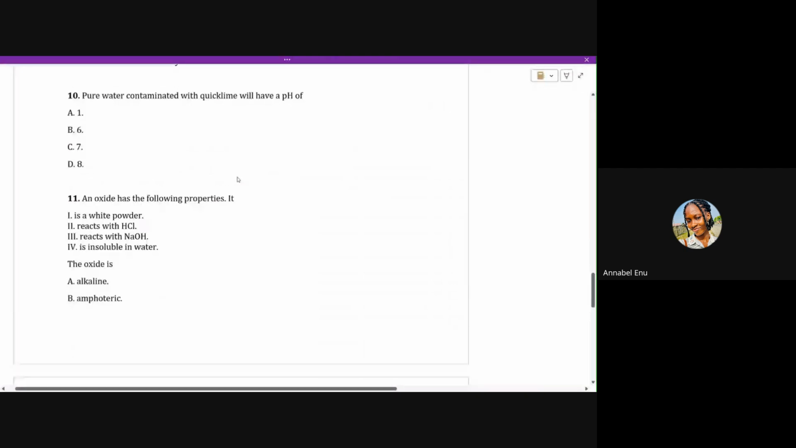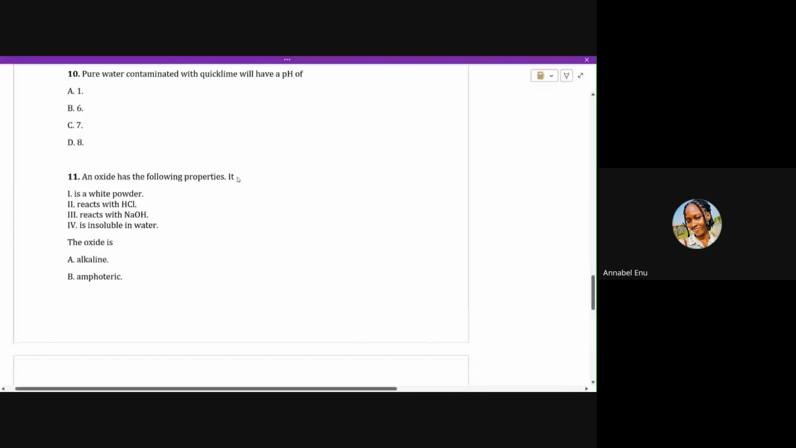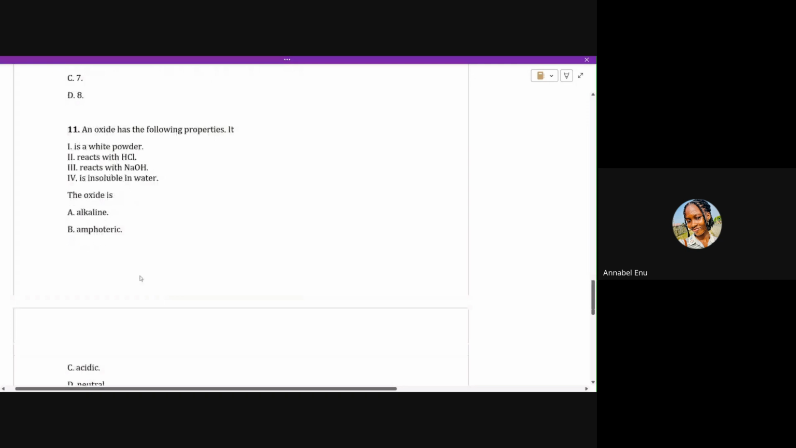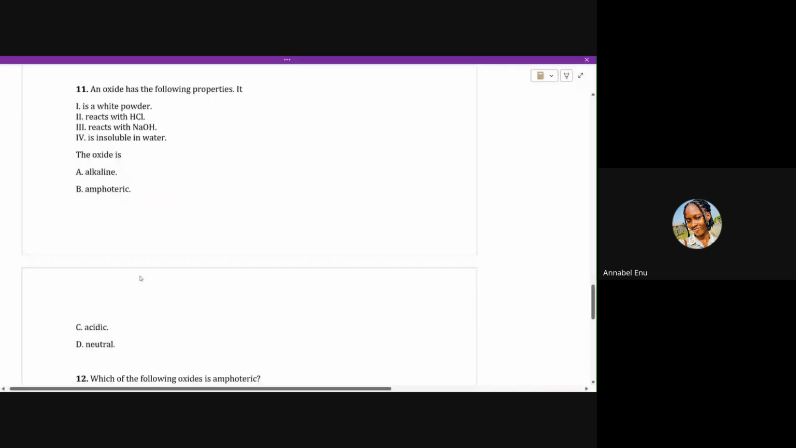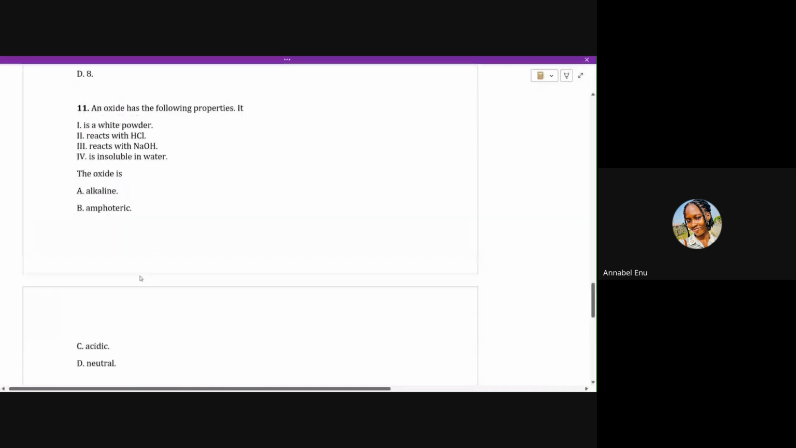Now we can see number 11 says an oxide has the following properties. It is white powder, it reacts with acid, it reacts with base, it is insoluble in water. This is an amphoteric oxide. Why? There are different types of oxide. We have basic oxide, acidic oxide, neutral oxide, amphoteric oxide. How do we know that this one is amphoteric oxide? Oxides that act as both acid and base.